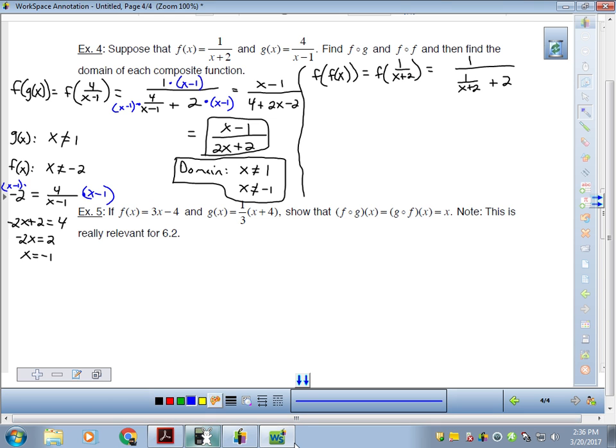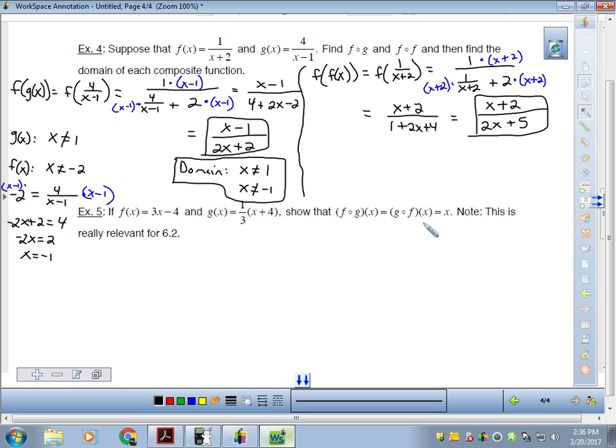Again, that creates a compound fraction, so we'd want to multiply through by a denominator. So let's multiply everything by x plus 2. So on top, 1 times x plus 2 just gives us x plus 2. On bottom here, the x plus 2's would cancel, and I just have a 1. Plus 2 times x plus 2 gives us 2x plus 4. And so if we clean that up, we have x plus 2 over 2x plus 5. Okay. So there's our composite function.